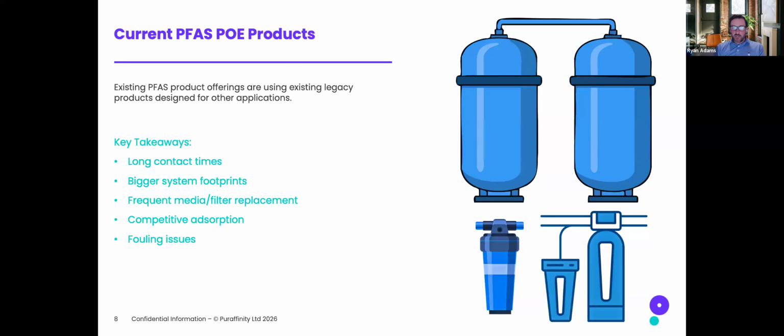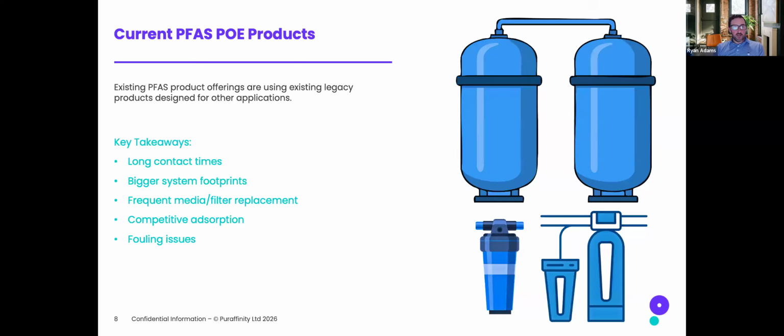So giant carbon tanks, softening tanks with, you see a softener on a brine tank there. On the POE space, big blue housings, 20-inch, 10-inch big blue housings for filtration going into the home. Whatever it may be, you have longer contact times, much bigger system footprints. You're replacing that media much more frequently. When it comes to carbon, competitive absorption, and then you can lead to fouling issues as well.